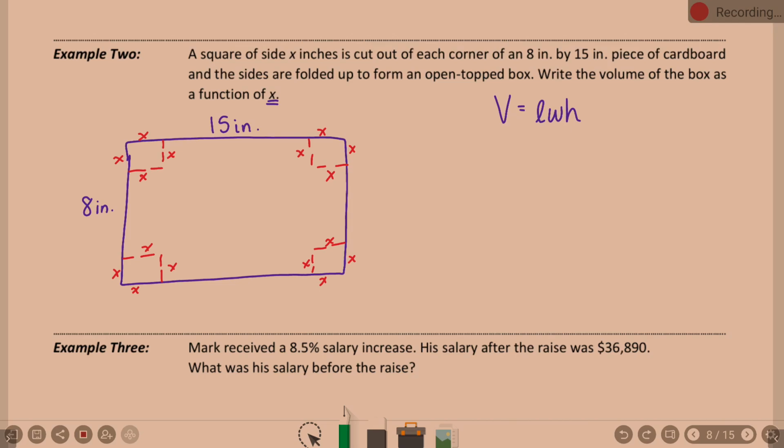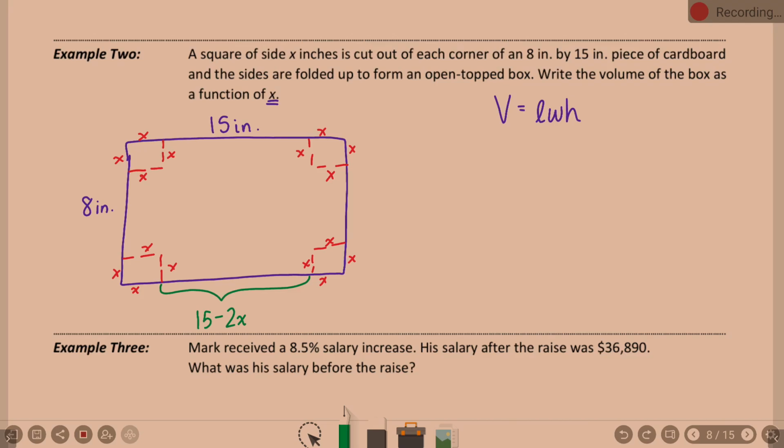What do we need to know? So this whole length is 15 inches, yes? And what are we going to do? We're going to cut out these corners, and then those flaps are going to fold up. So we're going to do 15 minus 2x, because we need to know that length right there now. The whole length was 15, and you're taking away an x on each end. So that's going to be 15 minus 2x.